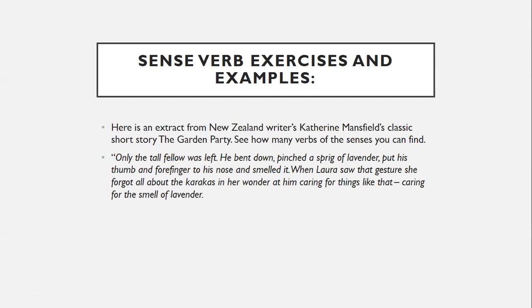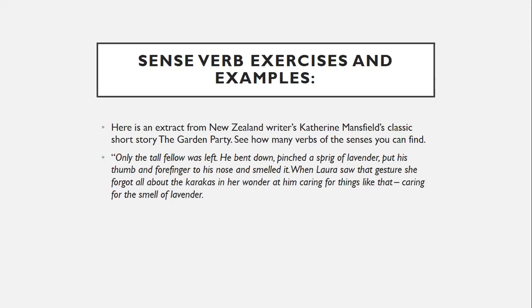Now, this particular exercise is different from the exercises that we had in the book last class. Here, you have a little bit of a passage from a story. In this 3.5-line passage, I want you to try to identify as many sensory verbs as you can. This one is an extract from a New Zealand writer. Her name is Katherine Mansfield, and the story is The Garden Party. How many sensory verbs can you find?